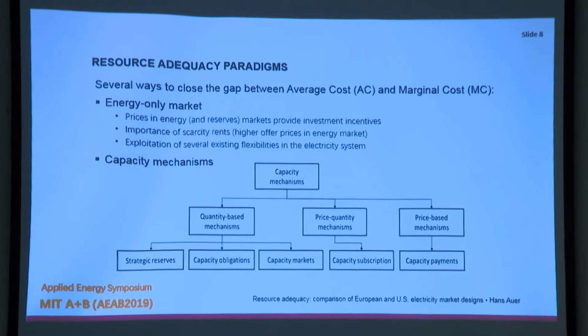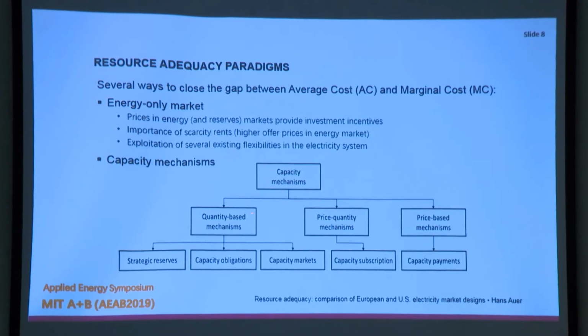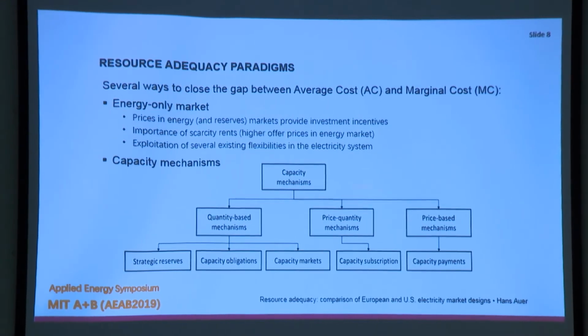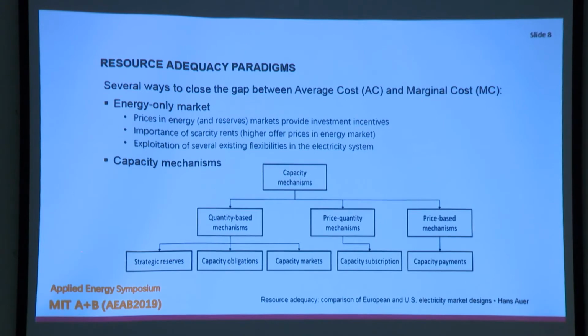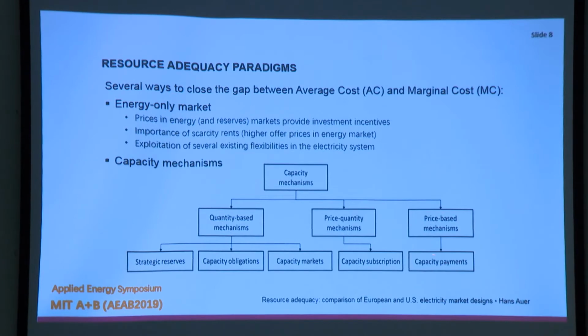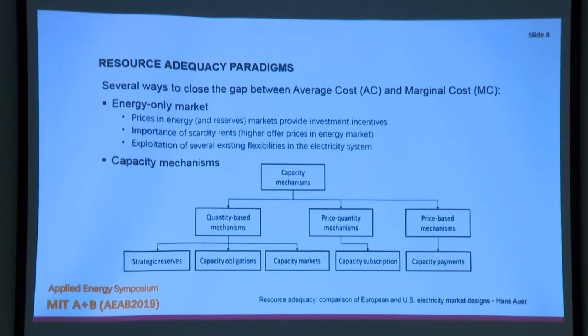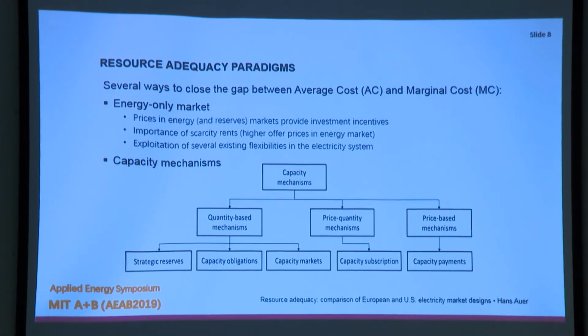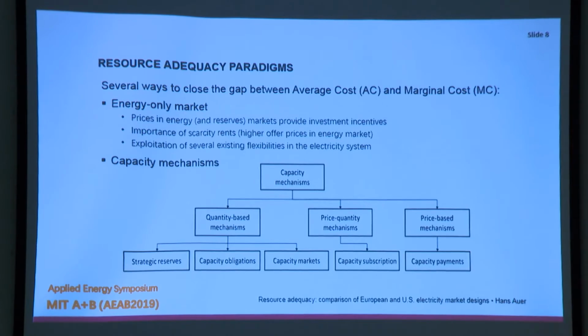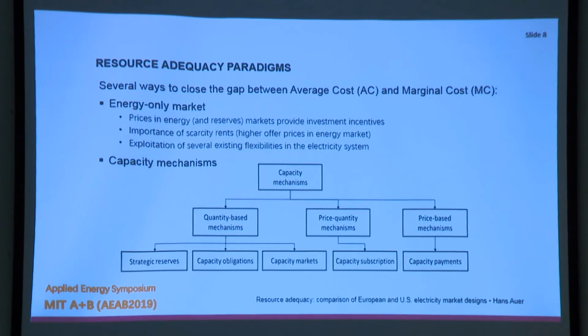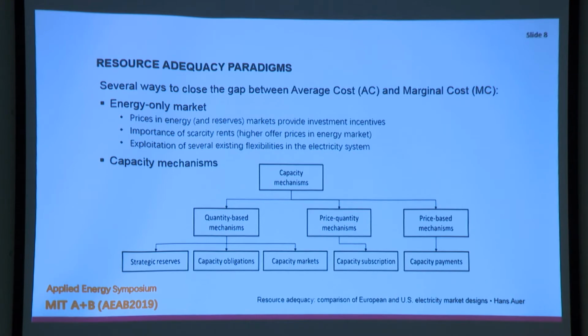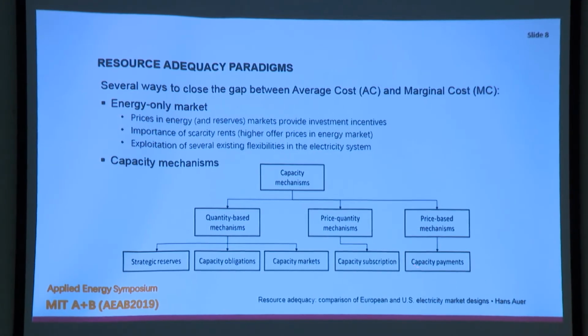You have different kinds of capacity mechanisms you could implement. On the one hand, quantity-based approaches; on the contrary, price-based approaches. Quantity-based are strategic reserves, capacity obligations, and capacity markets. A price-based mechanism is a capacity payment. For instance, with a capacity payment, you might solve the revenue problem in a system for the individual generators, but at the end of the day, you are not sure if you solve the physical problem, if you have the appropriate amount of capacities in the system.